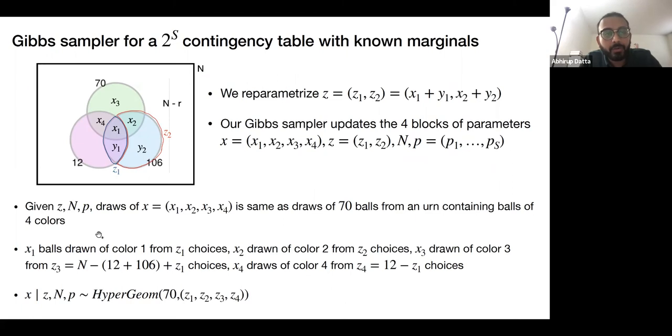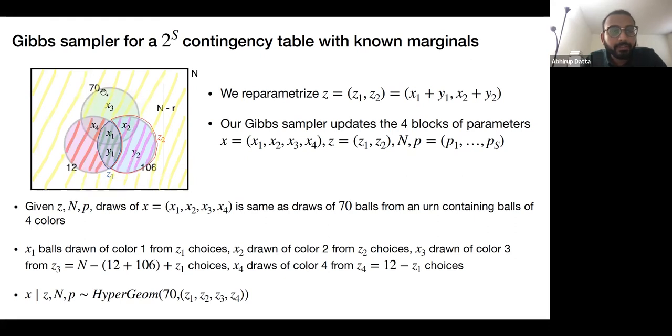So here in a Gibbs sampler, we do conditional updating. So when we are sampling the x's, we know z, n, and p. Okay. So when we want to sample the x's, we know that the x's need to sum up to 70 because the marginal is fixed. We also know that x1 can only come from this green shaded area, which is z1, and z1 is known. Because x1 is the count of a subset of z1. So it can only come from this shaded area.